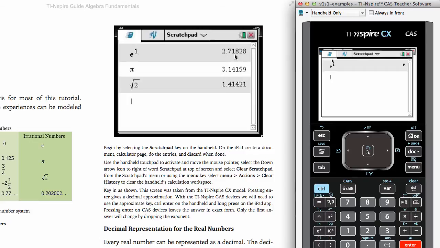So this number E is a number that we'll talk about later in our algebra lessons, and we'll cover it in more detail. To get the same effect on the CAS model, there is an approximant above the E, which is in blue. So if we go up to here and press enter to transfer it down and press Control Enter, we will see that we get the same numerical expression that we got over here. The same thing happens for pi and the square root of 2.